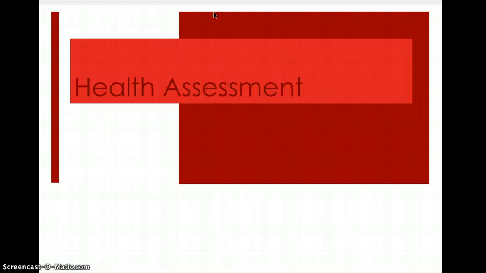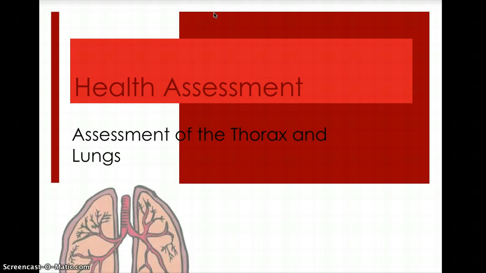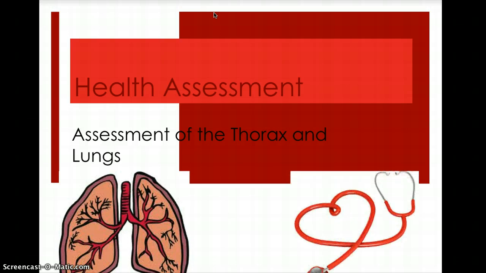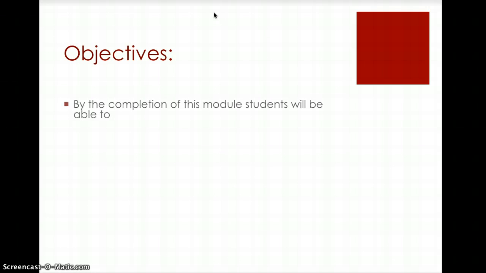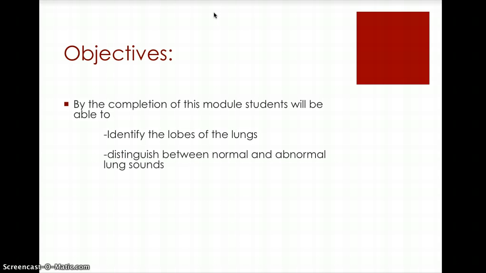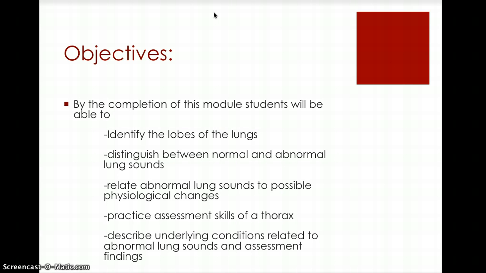This presentation is going to focus on the health assessment of the thorax and lungs. Our objectives are, by the completion of this module, the student will be able to identify the lobes of the lungs, distinguish between normal and abnormal lung sounds, relate abnormal lung sounds to possible physiological changes, practice assessment skills with the thorax, and describe underlying conditions related to abnormal lung sounds and assessment findings.